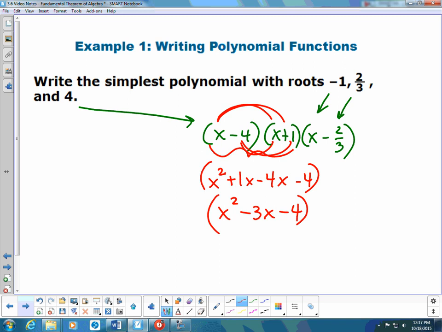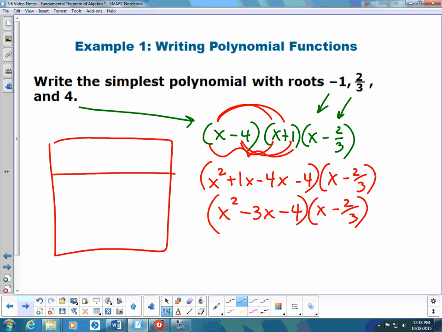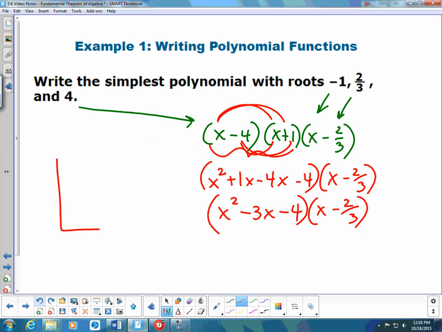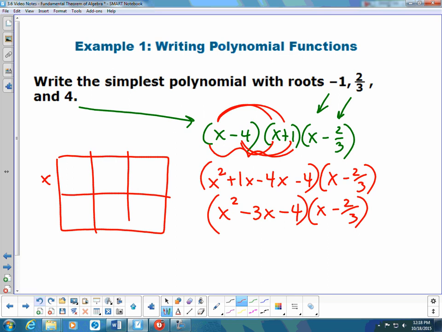And then we're going to multiply that by x minus 2/3. When we do that, I probably would use the box method for this. I don't think I need that many rows and columns for this box. Let's try this again. If I'm going to use the box method, I would like an x here and a negative 2/3 here. And I'll take an x squared and a minus 3x and a minus 4.